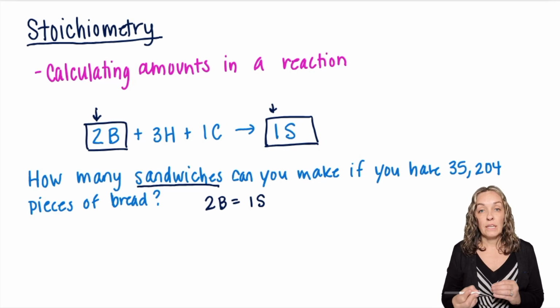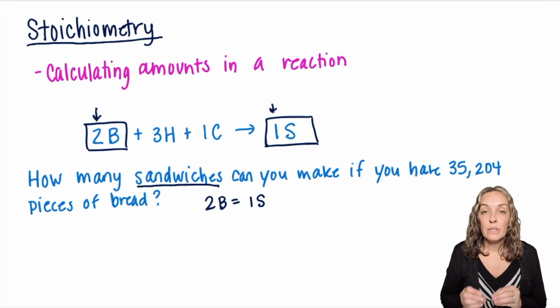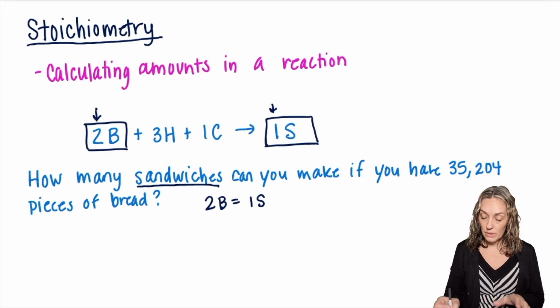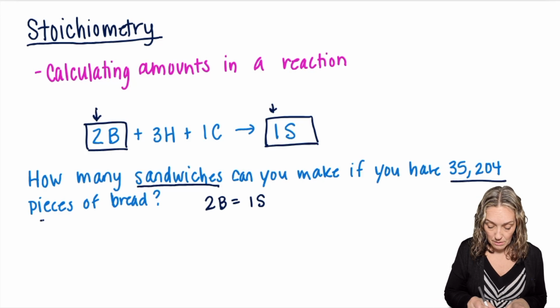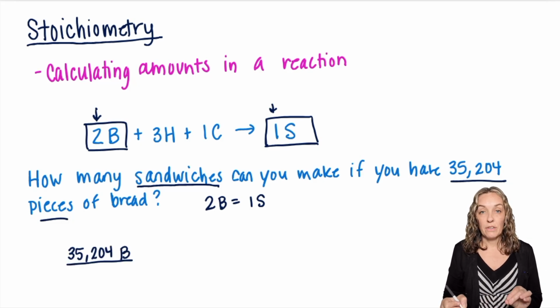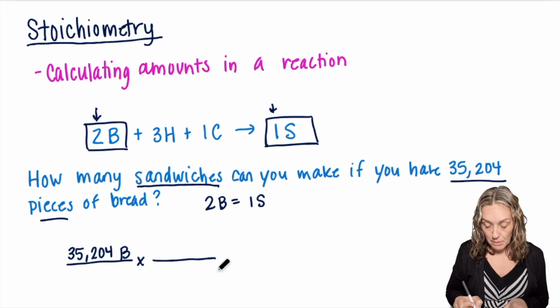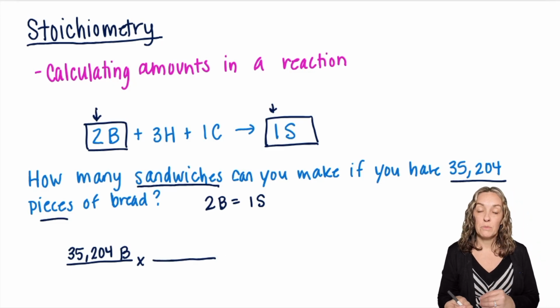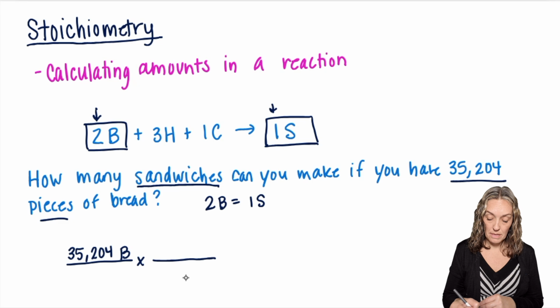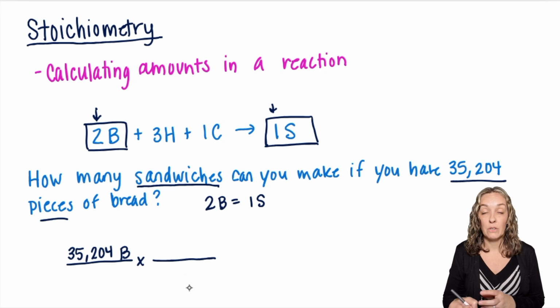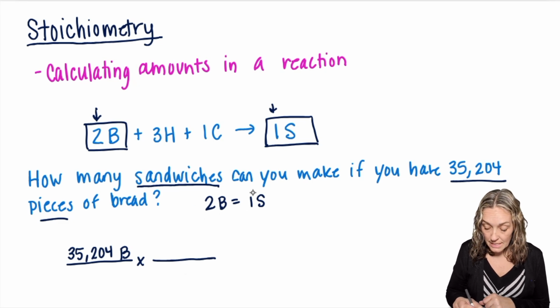Now, when we start a stoichiometry problem, you always want to use dimensional analysis, and you're always going to start with the number that is given in the problem. I'm going to start with my 35,204 pieces of bread, and I'm going to multiply by a fraction. Remember that when I'm using dimensional analysis, the top and the bottom of the fraction have to be equal values, just different units. And that's exactly what these are.